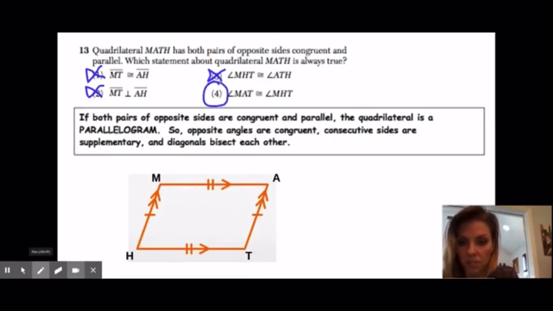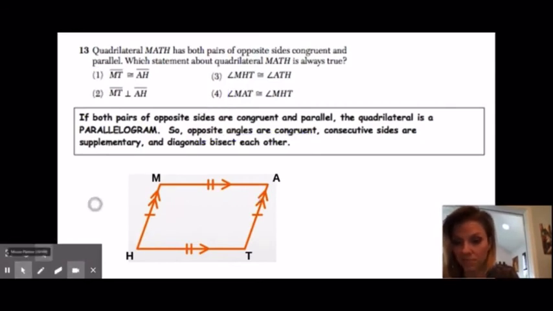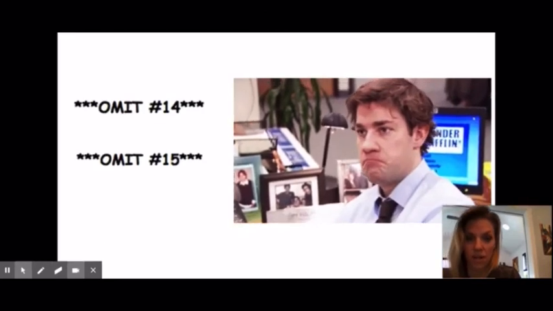Option 4 says the measure of angle MAT, this guy here, is congruent to the measure of angle MHT, this guy here. Well, a property of a parallelogram is opposite angles are congruent. So there we go. That's why that one works. That's just knowing your properties and a little bit of vocab, but kind of tough. We are going to omit questions 14 and 15.